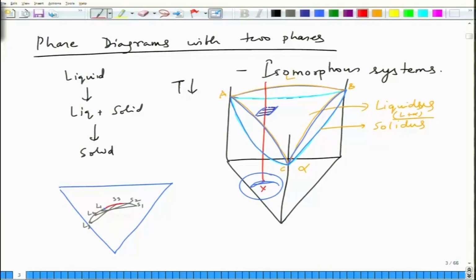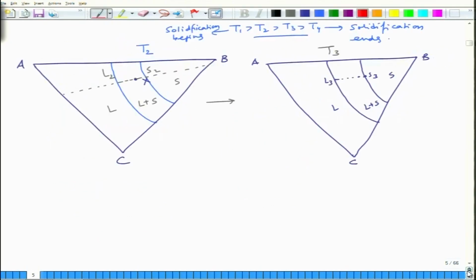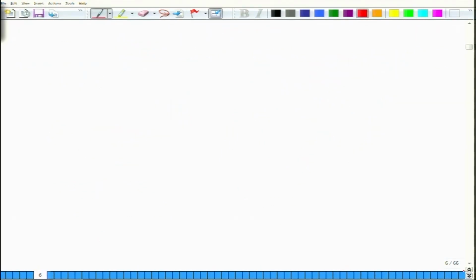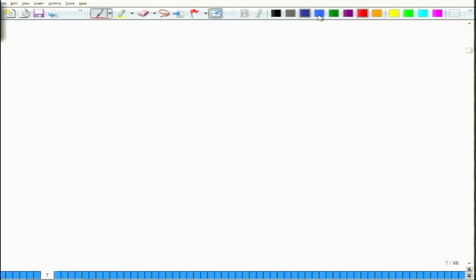So, this is the solid composition curve, and there is the liquid composition curve projected on the 2D plane within the ternary phase diagram. So, this is how you can monitor the change in composition upon solidification of an alloy within a ternary system consisting of two phases. Now, let us look at another ternary system, with three phases.